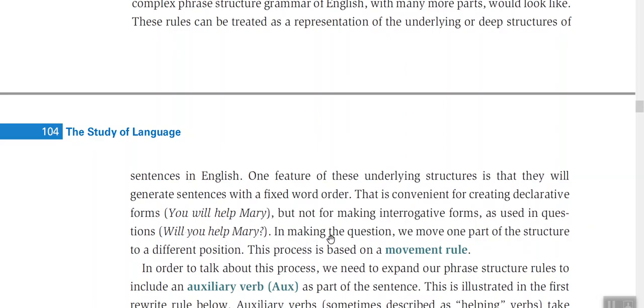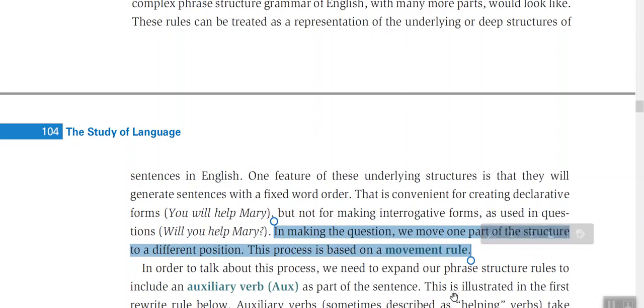Yes. In making the question, you see here, we move. This is the point. This is the whole gist. In making the question, we move one part of the structure to a different position. This is what this process is based on, a movement rule. Okay, so this is the definition, and this is the information about what a movement rule is. It means that we move part of the structure, a branch of the tree, to a different position, to the beginning.